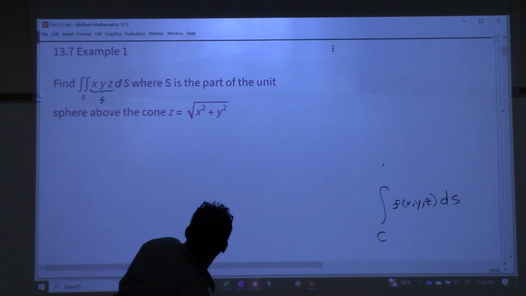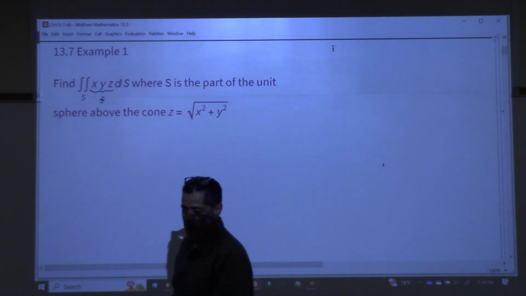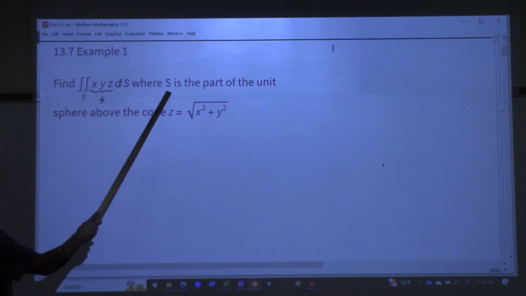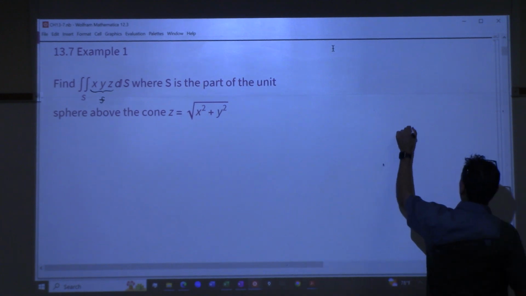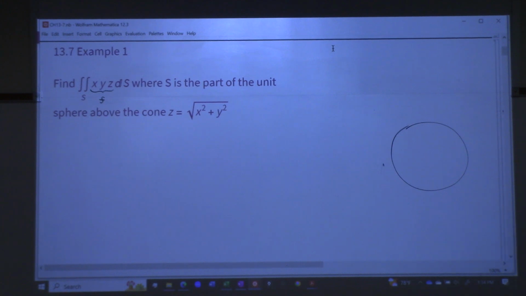All right, so now I need to draw the surface, right? I need to draw that surface. Well, wait a minute, you have to read this carefully here. What am I asking for? Find this where S is what? The part of the unit sphere that's above that cone. Not part of the cone, it's the part of the unit sphere that's above a cone. All right, so let me draw the unit sphere first. We need to figure out what S looks like. So here's the unit sphere, radius 1.